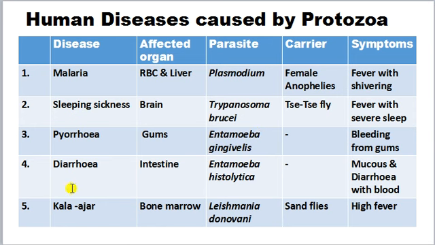Now move on to the fourth one, that is diarrhea. Diarrhea is when your bowel movements become loose or watery. In this condition, diarrhea basically affects the intestine, and this is caused by the Entamoeba histolytica. So here the symptoms include mucus and diarrhea with bloody stool. So this is mainly related with loose motions.